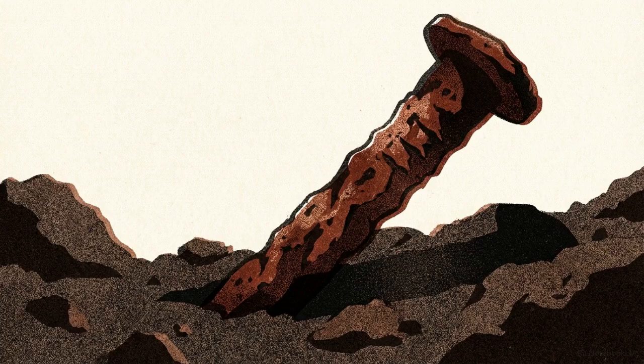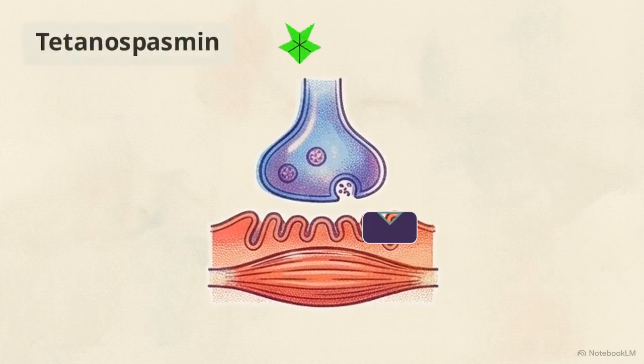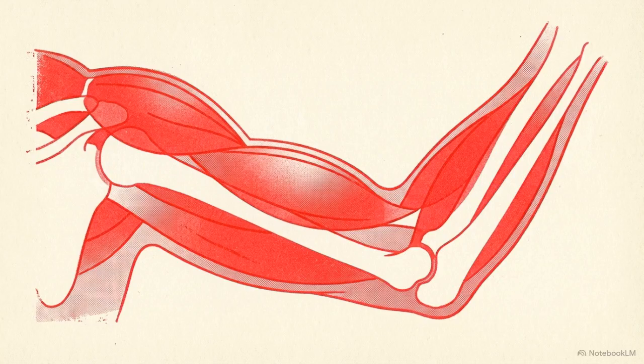The second threat, Clostridium tetani, persists in the environment as resilient spores in the soil, entering the body through puncture wounds or tissue damage. It produces a potent neurotoxin called tetanospasmin.